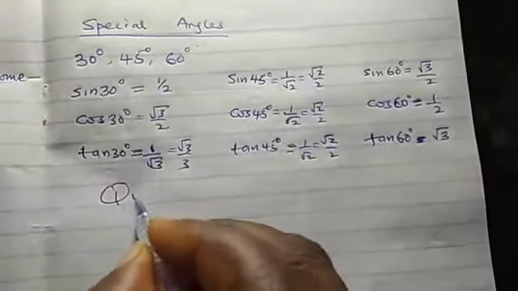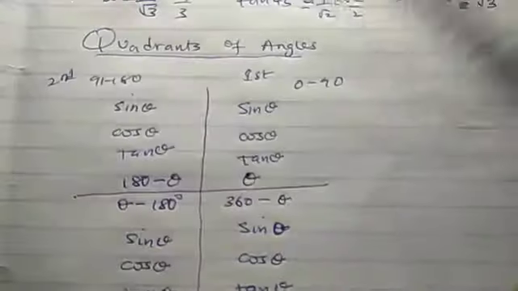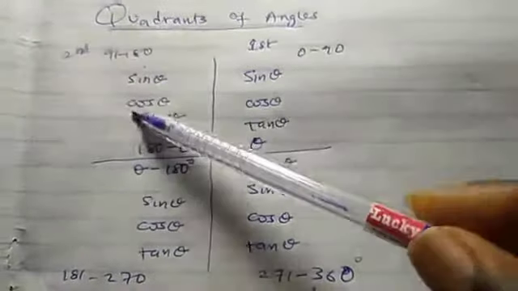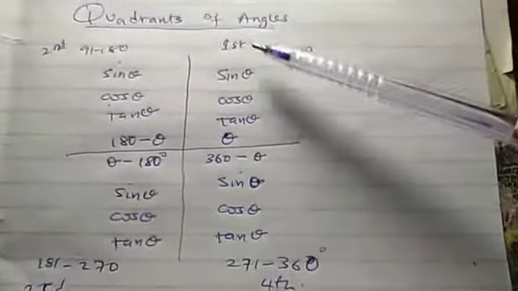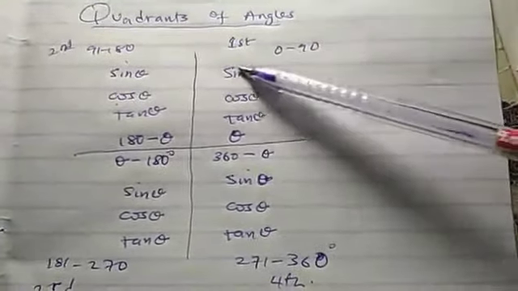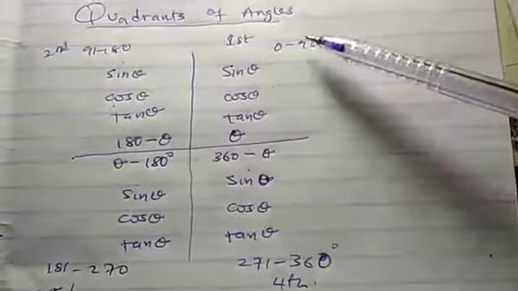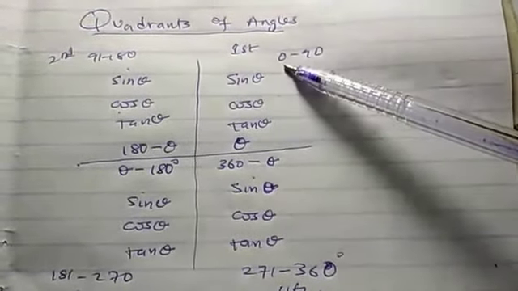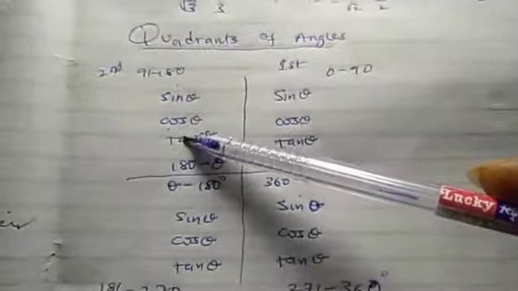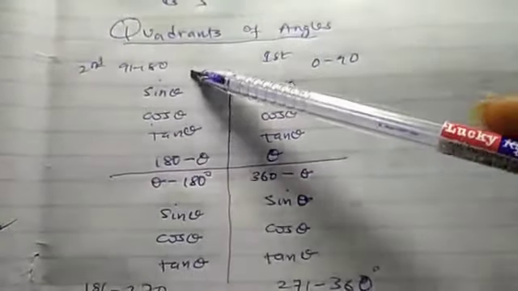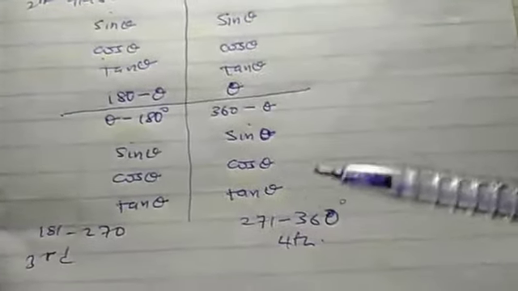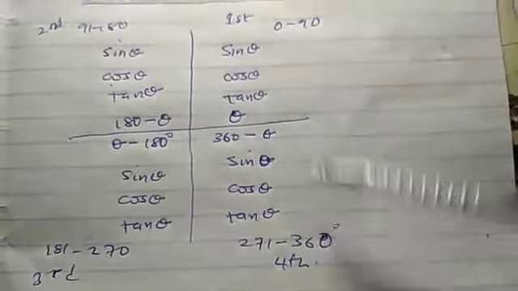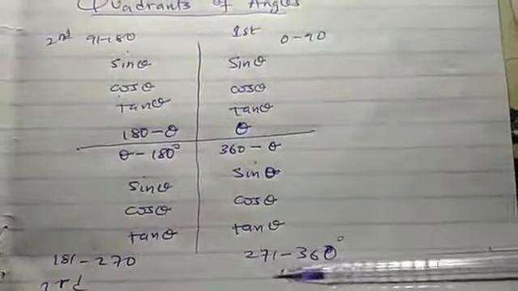Another one is quadrants of angles. So the quadrant, this is first quadrant. We call this place second quadrant, third quadrant, fourth quadrant. Another thing you should know is that any angle that will fall in this first quadrant must be in between 0 and 90 degree. In the second quadrant, 91 to 180 degree. In the third quadrant, 181 to 270 degree. And in the fourth quadrant. So this is what we call quadrants of angles.